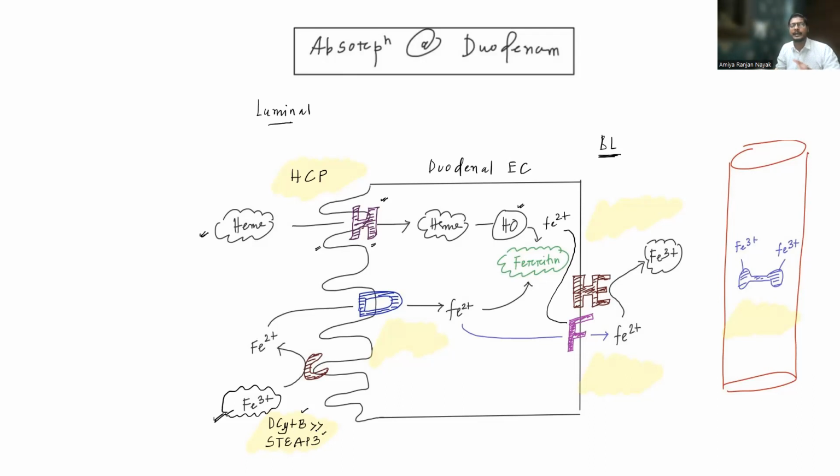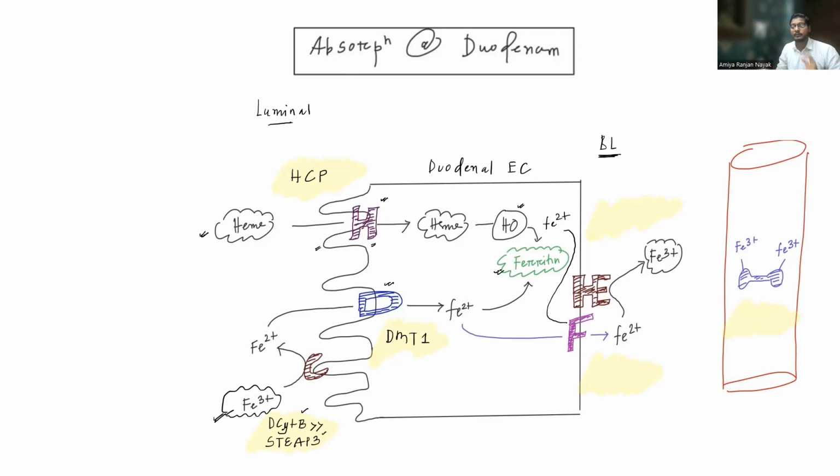Now this ferrous form of iron can be taken up into the cells through another channel protein that is known as DMT1. So what is DMT1? DMT1 is the divalent metal transporter 1. Now through this channel protein, the ferrous form of iron is taken into the duodenal epithelial cells. Now this ferrous form of iron can either be stored in the form of ferritin, or it can be taken out of the cell into the bloodstream.